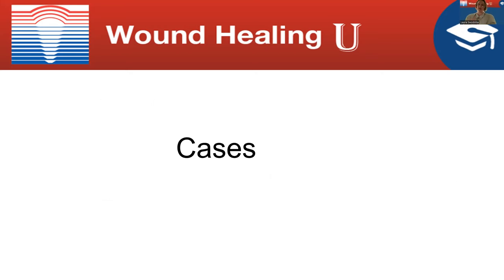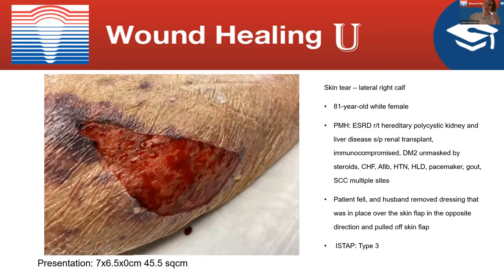So now briefly, I just have a couple cases to go through, demonstrating a lot of the factors that we've talked about. The first one, this is an 81-year-old female. This is her right lateral calf. She has a moderately complicated past medical history of end-stage renal disease due to a hereditary polycystic kidney and liver disease, and due to that, she had a renal transplant. And so she's immunocompromised from her pharmaceutical intake for that renal transplant, and then developed type 2 diabetes masked by the steroids that were taken for the kidney transplant, CHF, AFib, hypertension, hyperlipidemia. She has a pacemaker, gout, a history of skin cancer, so a lot of comorbidities.